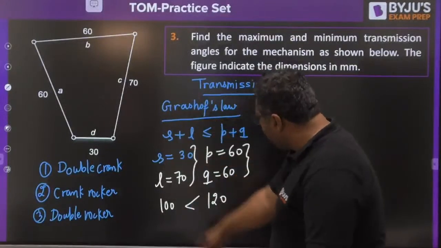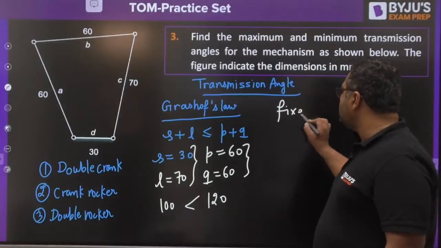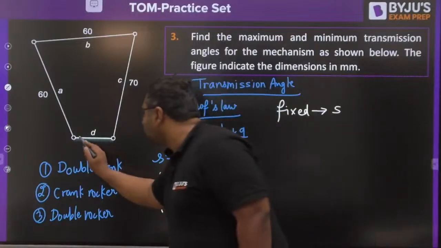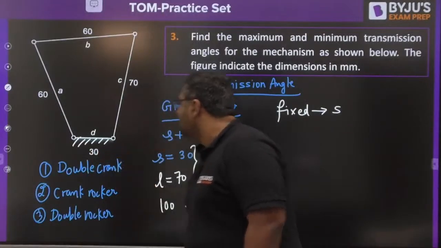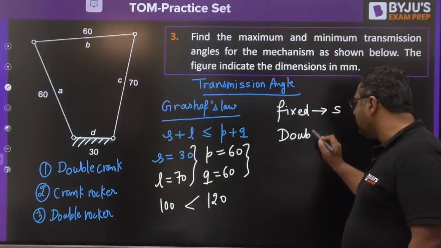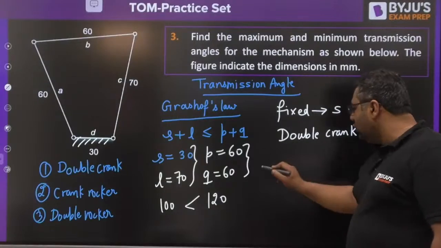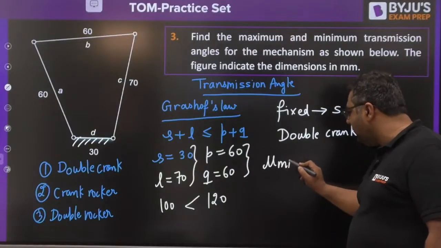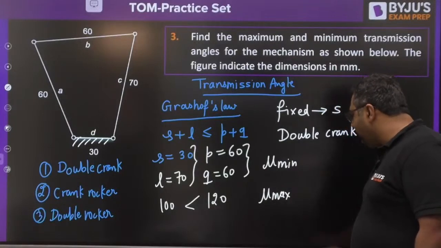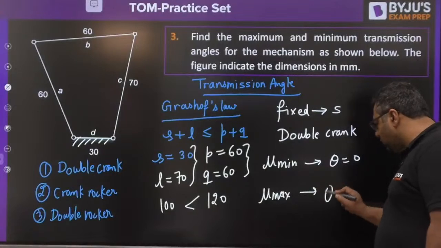And after we get the law satisfied, we check whether the shortest link is present at the fixed position or not. So when you see yes, the shortest link is present at the fixed position, I will say that this is going to be a double crank mechanism. And when the mechanism is double crank, my dear, you will be getting mu minimum and mu maximum by putting theta equals 0 and theta equals 180.